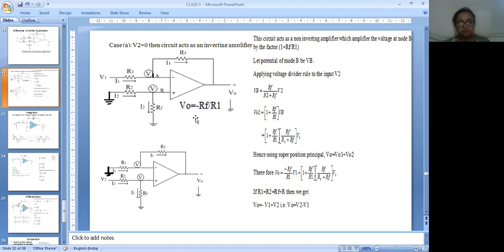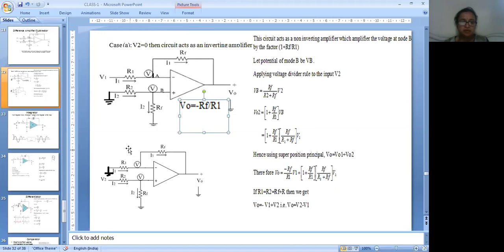Then next, VO1 is equal to minus RF divided by R1 into VN. So here VO1 is equal to minus RF by R1 into VN. VN is missing here, so we'll just write out VN.